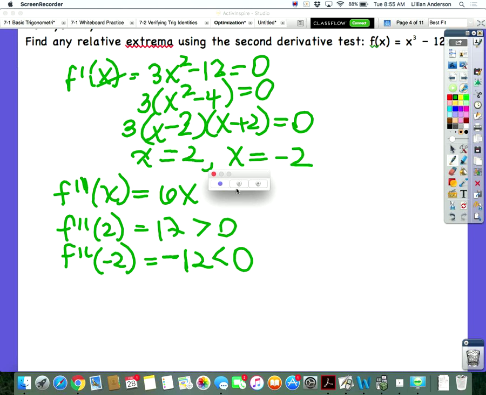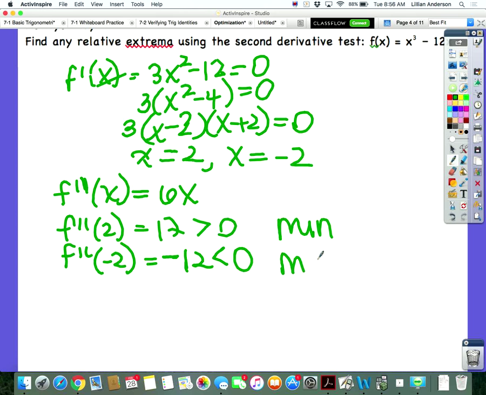Teachers, once again. So you figured out that at positive 2, you had a min. And at negative 2, you had a max. Okay? So then what are those points? Because remember, these relative maxes and mins are points. Okay? Don't leave anything to chance.